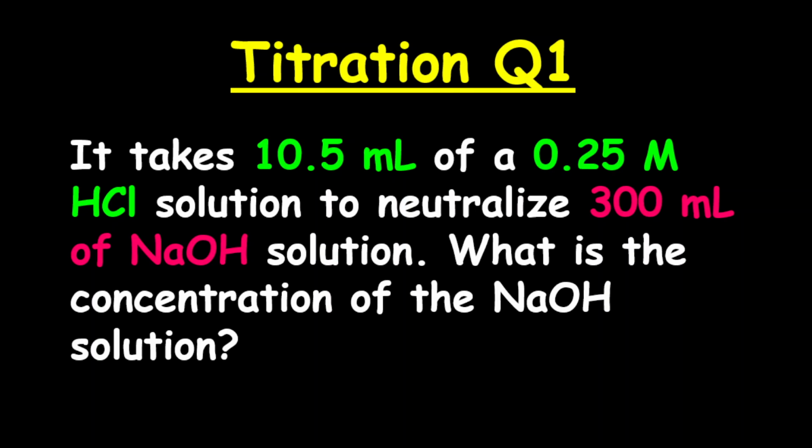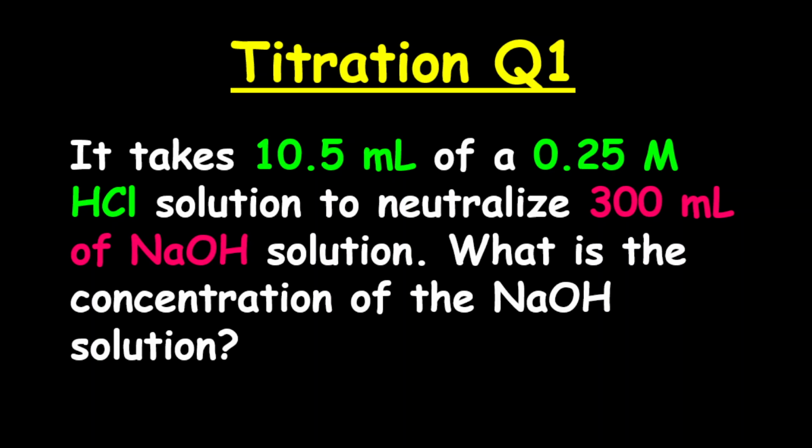Now, today we're looking at our first question on titration. The question reads, it takes 10.5 milliliters of a 0.25 molar concentration of hydrochloric acid solution to neutralize 300 milliliters of a sodium hydroxide solution. What is the concentration of the sodium hydroxide solution?